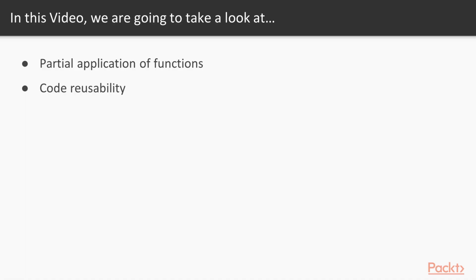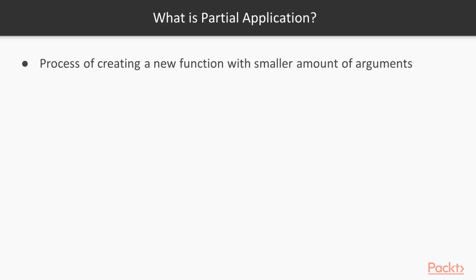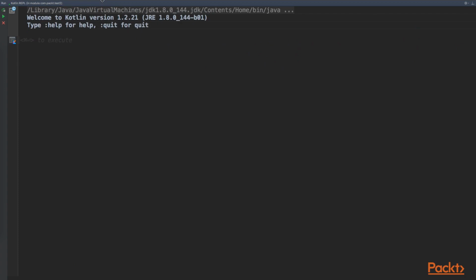In this video, we will talk about partial application of functions and code reusability. What is partial application? It's a process of creating new function with smaller amount of arguments. Sounds interesting? Let's see how it works in Kotlin.